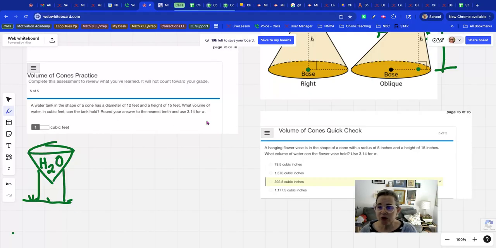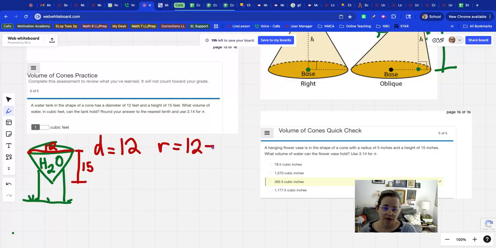It has a diameter of 12 and a height of 15. The diameter goes all the way across, and it's not the measurement we need, so we're taking note of that. Diameter is 12. The height is going to be from here to here, and they say that's 15. But we're going to find the radius. The radius is the diameter cut in half, so the radius is 6.